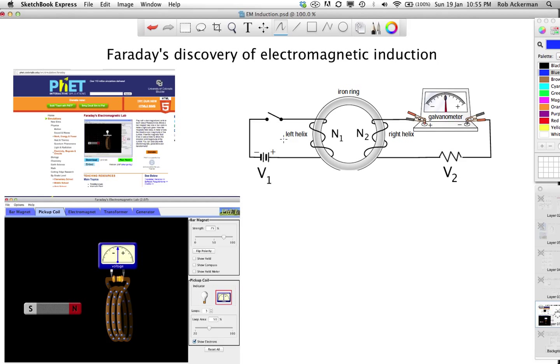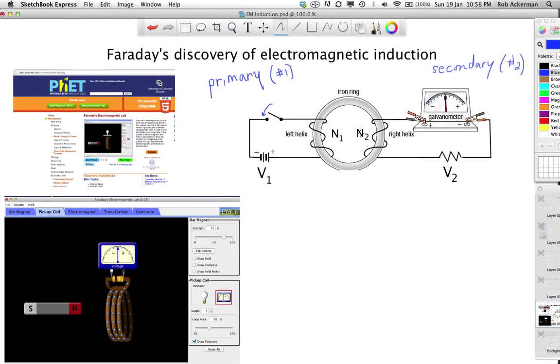He starts off with what's called the primary circuit. Primary, or number one. He's got an electric circuit. It's connected to a power supply, and that voltage is shown by V1. There's a switch here, which if it's open, of course, no current flows, and if it's closed, a current will flow. So this primary circuit is wrapped around an iron ring, which also contains another circuit. This is called the secondary circuit. So number two.